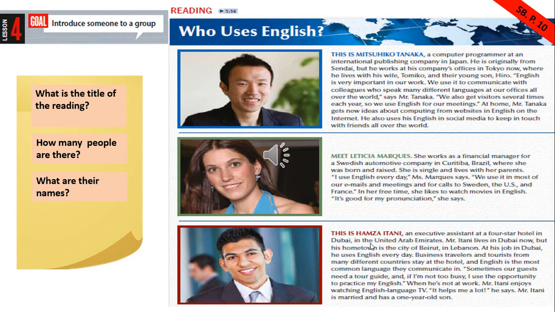So these are 3 different people. Maybe they are from 3 different countries. Okay, and where are these people from? Where are they from? This means that I need to read in order to find the information. Okay, I want you to read and try to take information, but I will help you again and we will listen to a recording of these 3 reading passages.